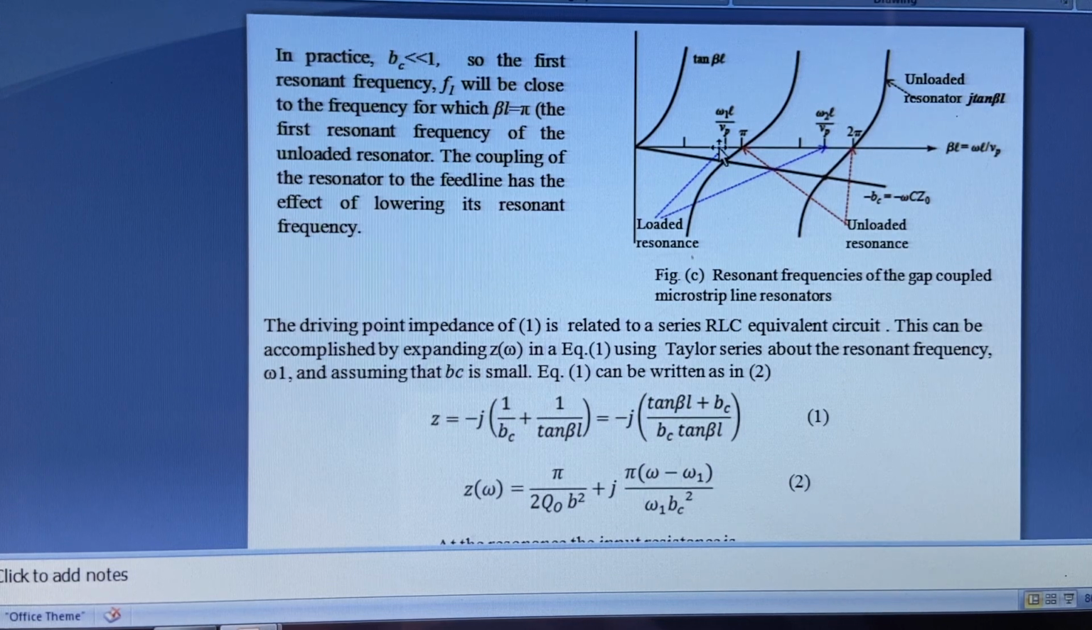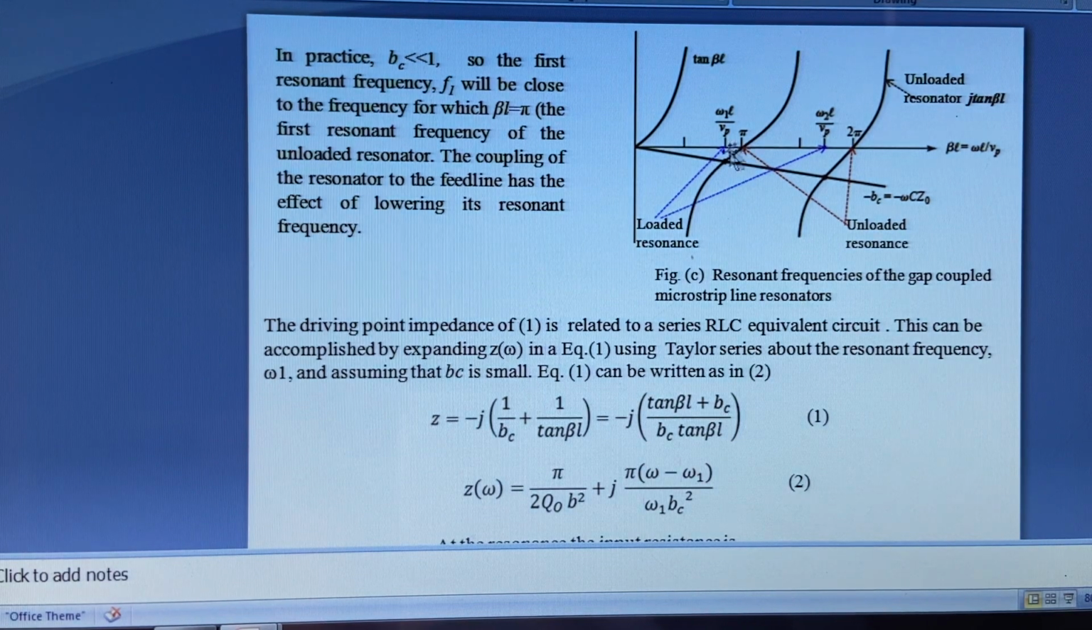So this is below the unloaded resonator. The unloaded resonator resonates here, that is when beta L is equal to pi. But for the loaded one, the frequency is associated with this position. That means the frequency is shifted to a lower value compared to the unloaded resonator. In practice BC is less than 1. So for the first resonance, for the unloaded resonator, the input impedance is J tan beta L, and the resonance occurs when beta L is equal to pi.